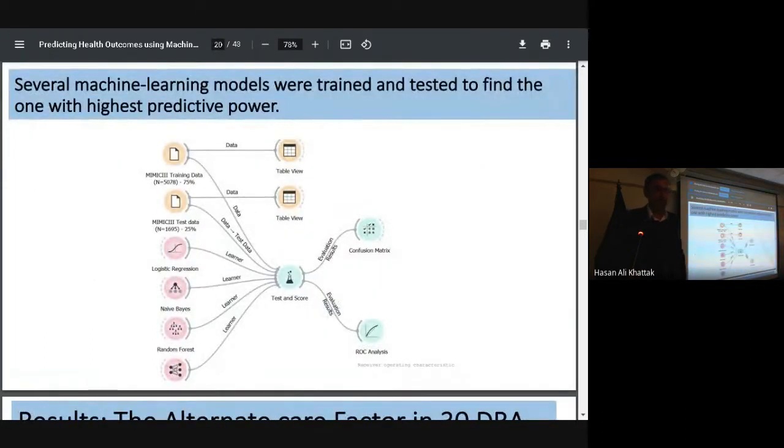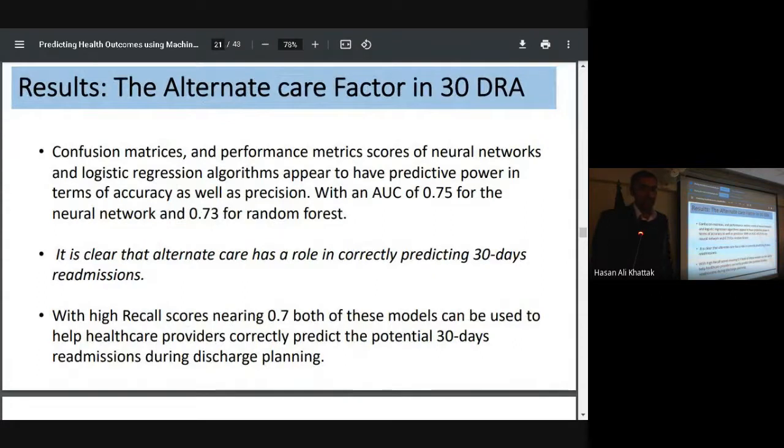And afterwards, we applied a number of algorithms, like machine learning models we built. The idea was that we were looking for a model where we could find the highest predictive power. We applied logistic regression, neighbors, random forest, and then we generated the result based on that. The confusion matrices and the performance metrics show that the neural network and logistic regression in our experiments appear to have predictive power in terms of accuracy as well as precision.